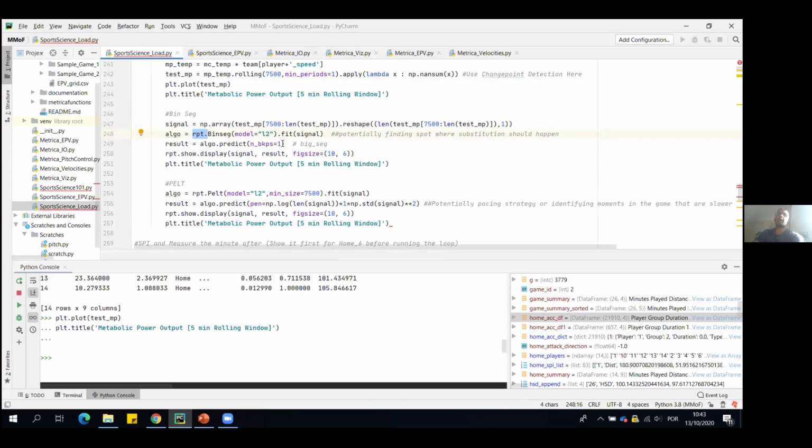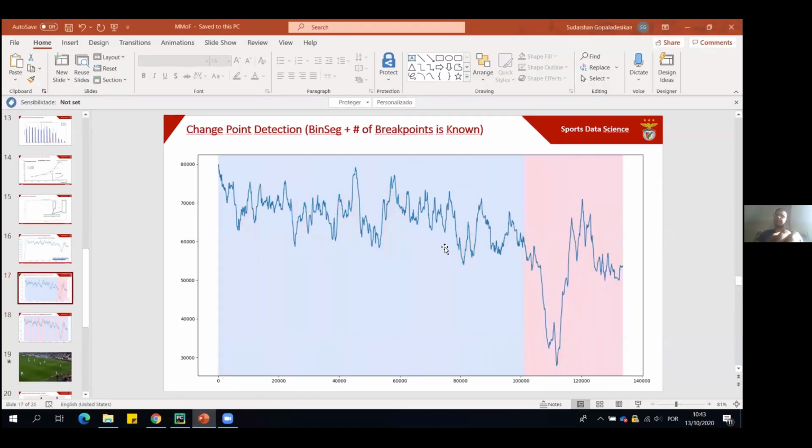In this scenario, we know the number of breakpoints. We're only looking for the location and time for this player where we think it might be a good idea to substitute him purely from a fatigue perspective. And then this ends up giving us the graph that you see here.